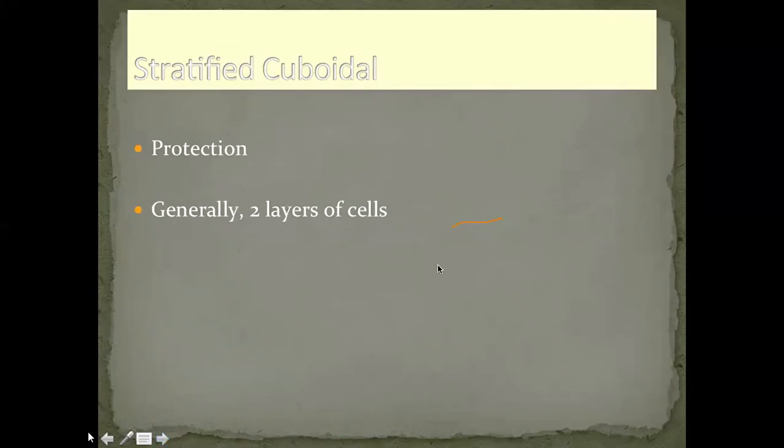The next type of stratified epithelium is stratified cuboidal. The function is also more of protection, but less compared to stratified squamous. Generally, in stratified cuboidal, there must be two layers of cells.